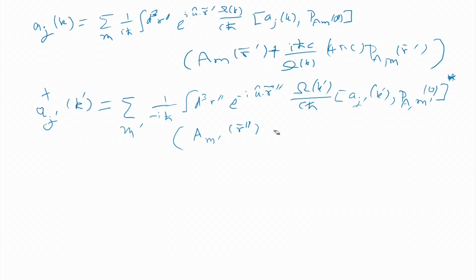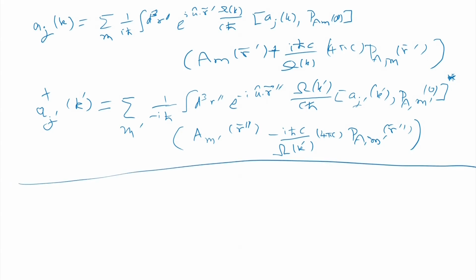Well, there's this term which says minus i h bar c over omega k dash times 4 pi c. Okay, so now the idea is that I'm going to enforce or impose canonical commutation rules.